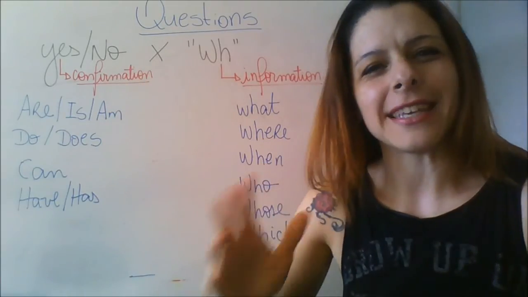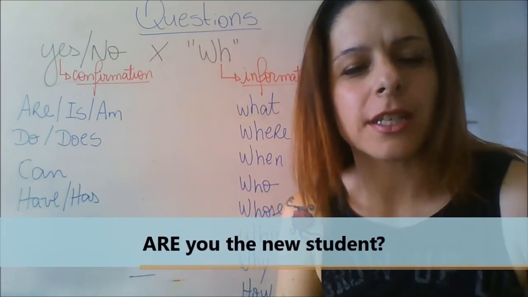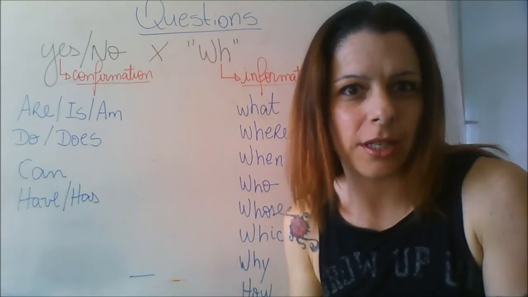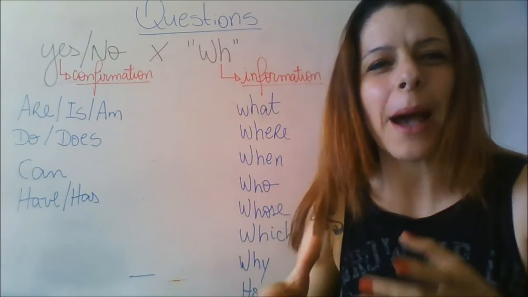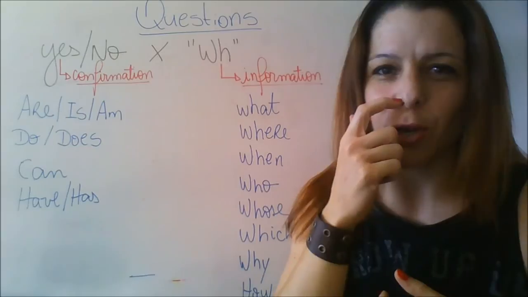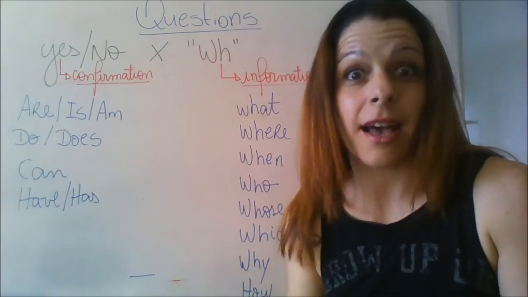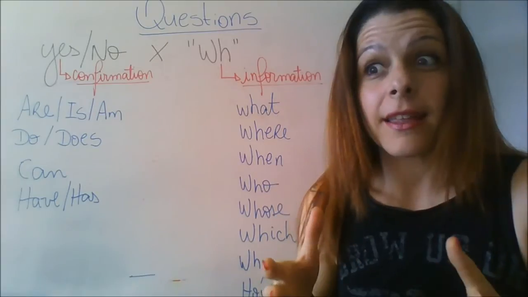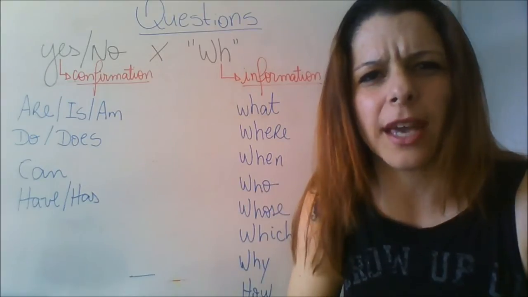One example of yes or no question, like this. Are you the new student? Well, I know that you are probably a student. I'm not sure if you are a new student. So I'm asking you something to confirm or not my idea. So, are you the new student? The answer is yes, I am the new student, or no, I'm not the new student, okay? That's just confirmation of some information that I probably have, okay?